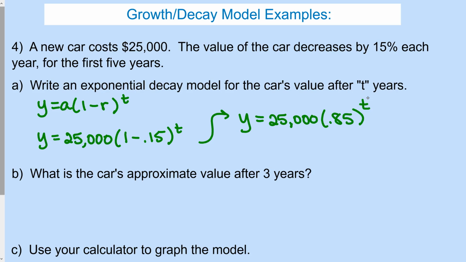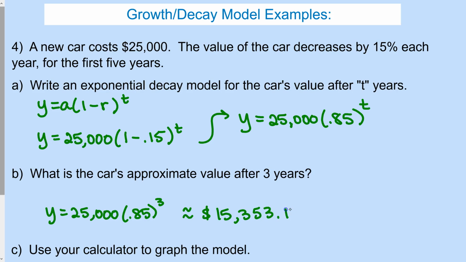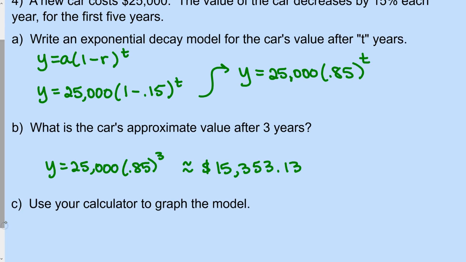What is the car's approximate value after 3 years? All we have to do is take our model and substitute 3 in for t. Oops, let me put the 3 in there. And I'm going to round to the nearest penny since it's money. We get $15,353.13.